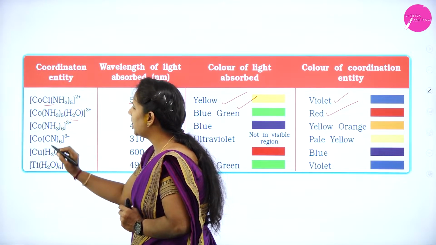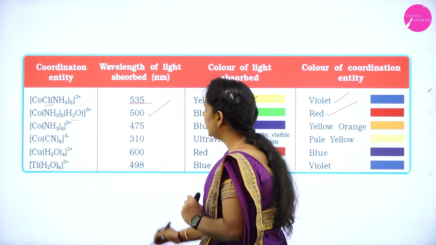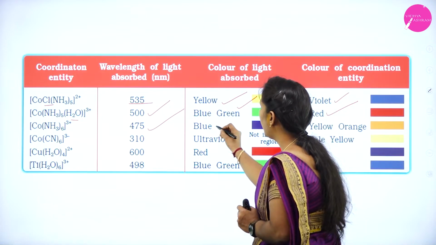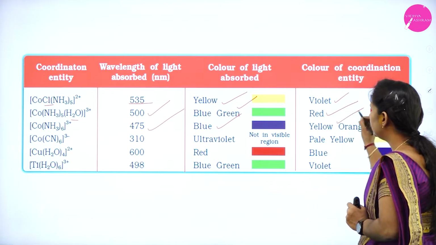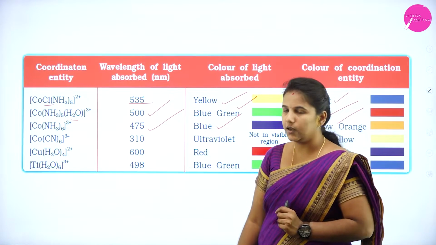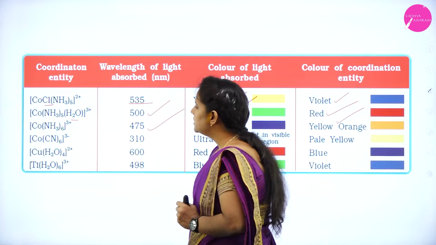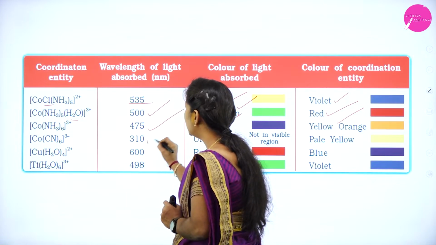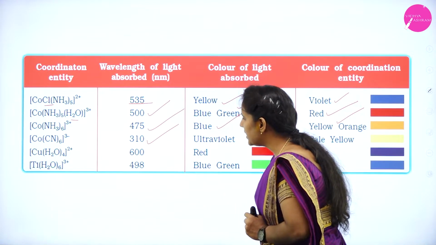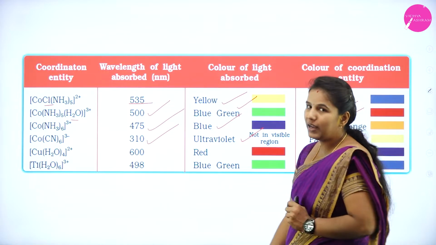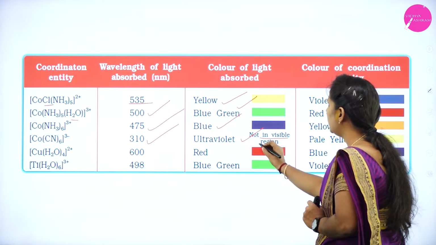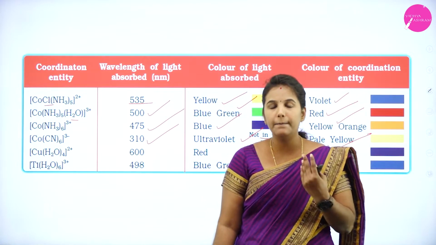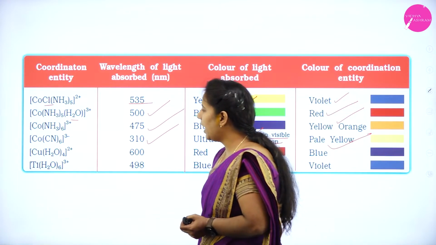So it is hexaamminecobaltate(III), and it absorbs in the visible region at a wavelength of around 475 nm. It absorbs the blue light and gives a yellow-orange color. Next, we have the hexacyanidocobaltate(III) ion. It absorbs in the wavelength region around 310 nm, which falls in the ultraviolet region, so it is not visible to the naked eye. When it is absorbed, it gives us what? A pale yellow color.